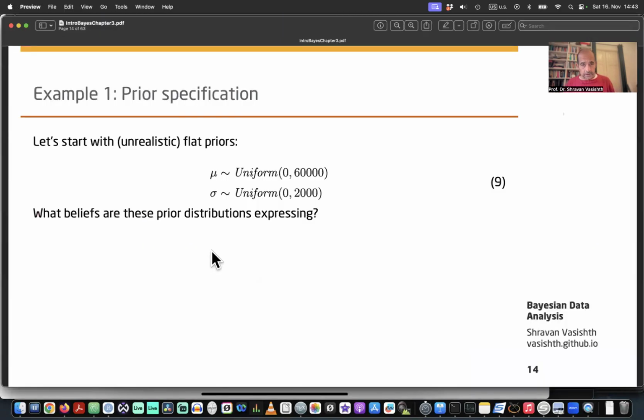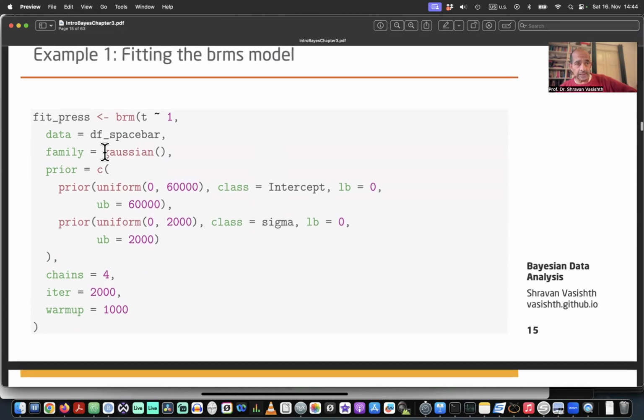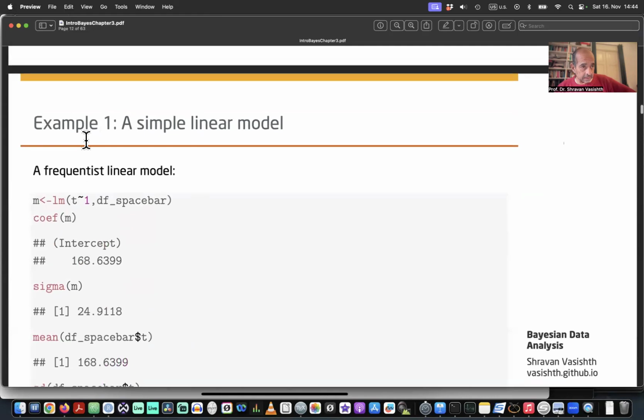Okay, and similarly for sigma, we could also define a uniform prior which allows 0 to 2000 milliseconds with equal likelihood. So we can now try to figure out what would happen if we were to fit a Bayesian model with these kinds of priors. The way we are going to do that is that we are going to use a front end for Stan called BRMS. There's a package called BRMS, and there's a function in that package called BRM, which does the same thing that the linear model function does in the frequentist framework.